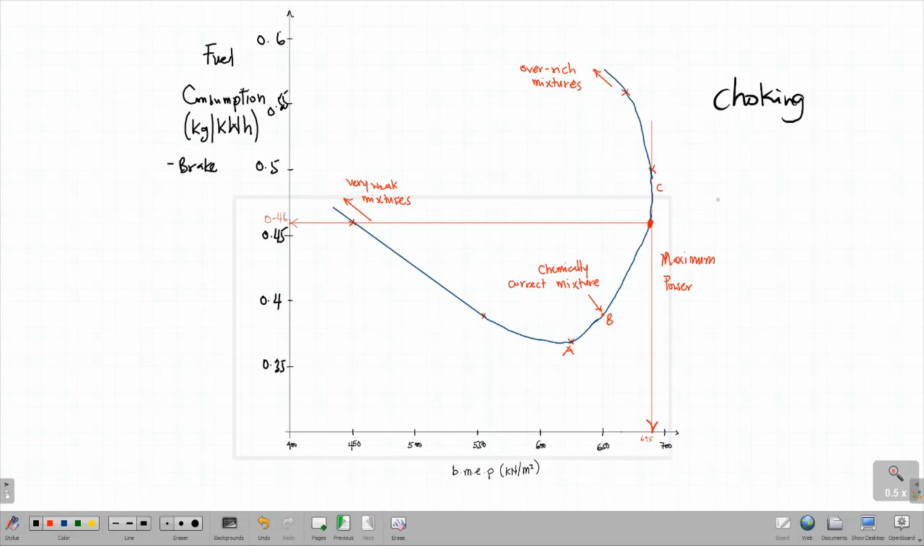We should note that the maximum brake mean effective pressure corresponding to point C on the graph is generally about 4% greater than the value of the chemically correct air-fuel ratio, which is represented on the graph as point B.